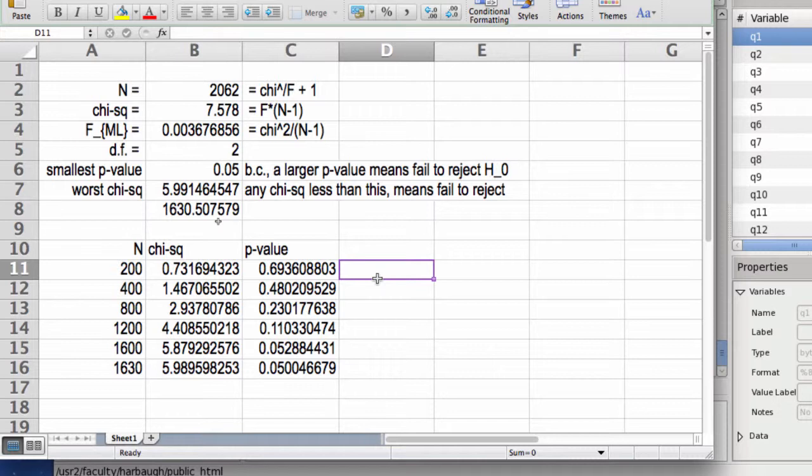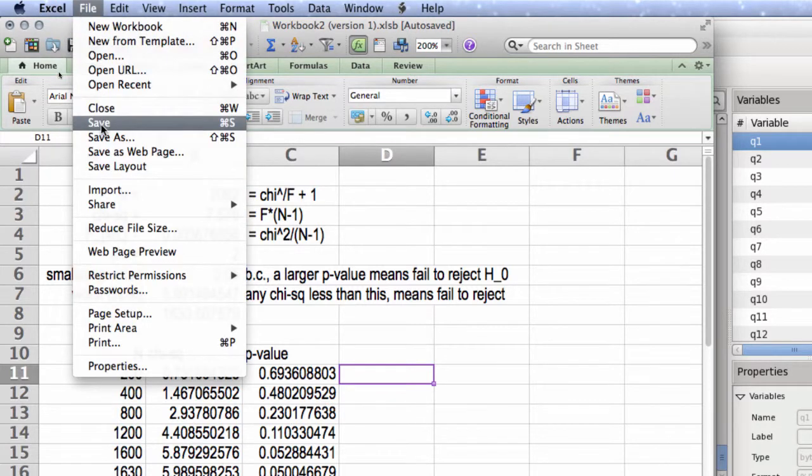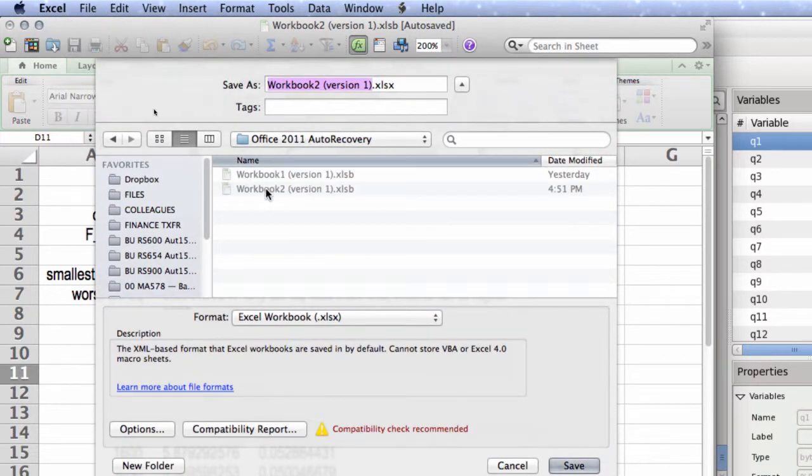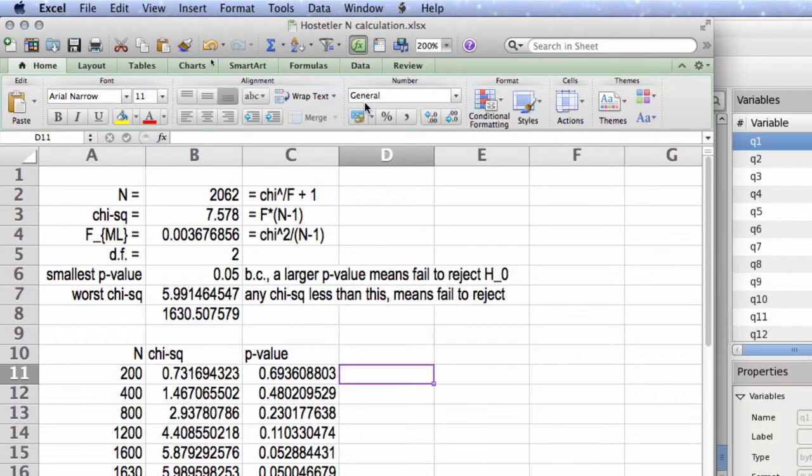Okay? Could you post this? Sure, yeah. Let me save it right now so I don't forget. With these types of distribution functions, I have a tendency to delete them and forget about it, or not save them and forget where they go. So, save as. I'm going to call it the Hoelter. I'm going to go back and check that, the Hoelter N calculation. Hoelter, it's not Bentler.